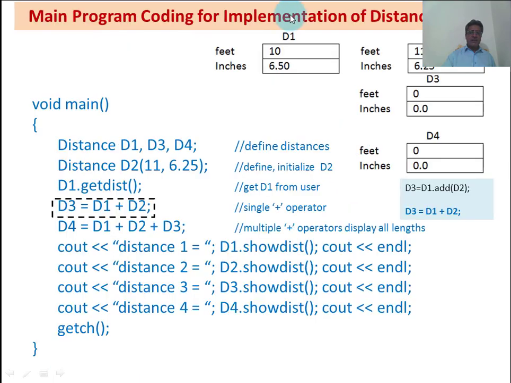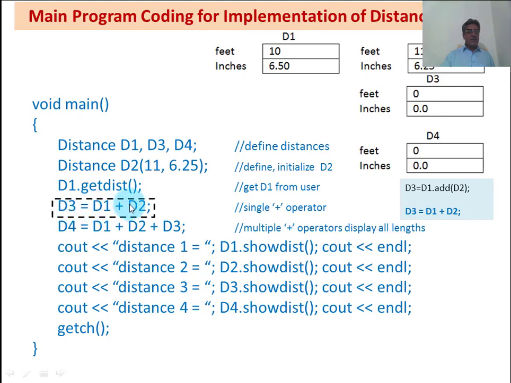Here you may see D at the location of D1. This pointer stores the 10 and 6.5. This 10 and 6.5 has been entered by the user in the getDis function. After this third line of code, the program will activate this fourth line of code.